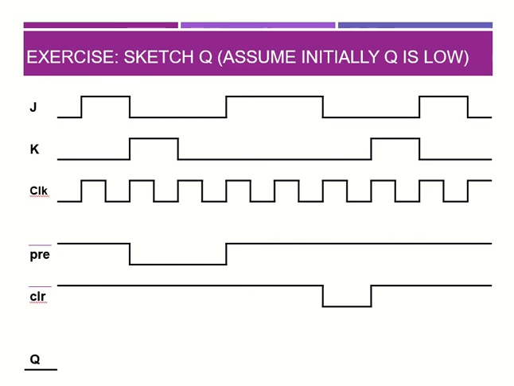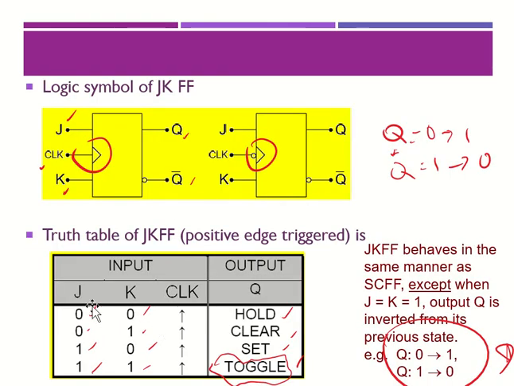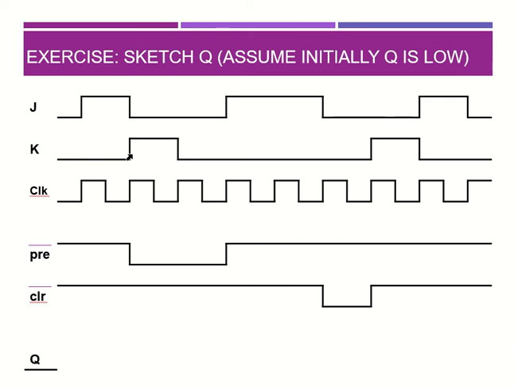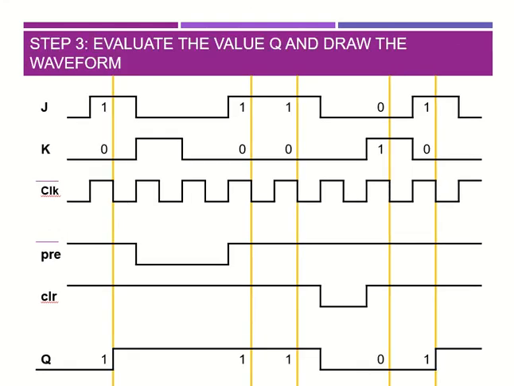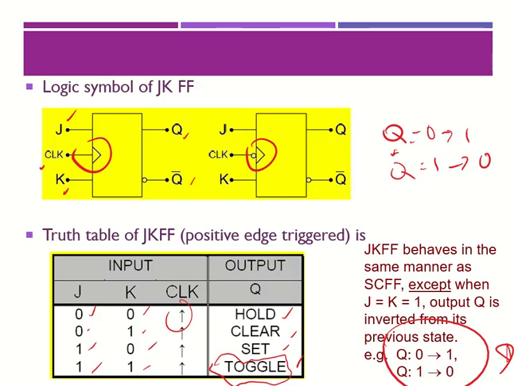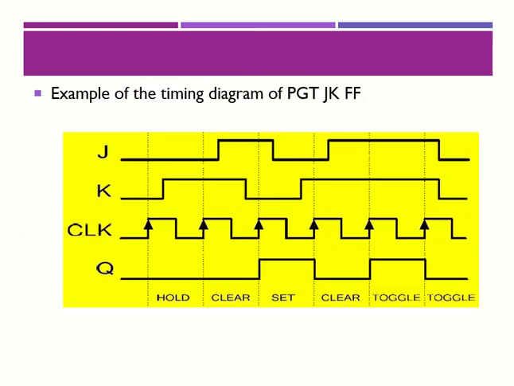So let's see how it works. Please remember the truth table: 0 0 is hold, 0 1 is clear, 1 0 is set, and 1 1 is toggle. And also the clock, so you are going to focus on the clock as well. Let's see an example with a timing diagram. I fast forwarded a few slides, so please make sure it is the correct slide.